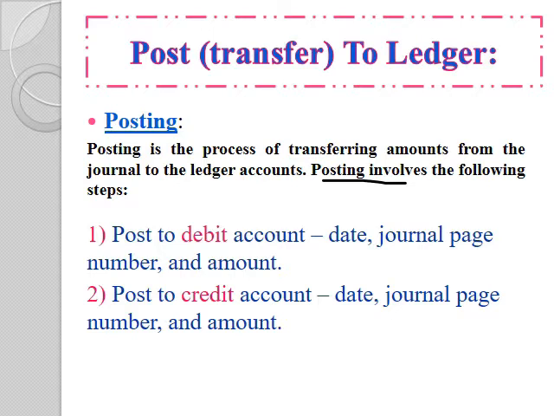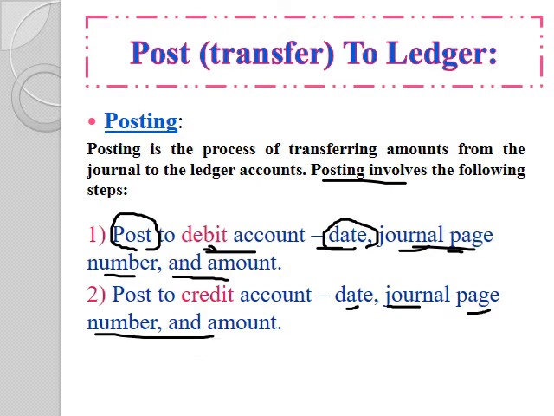Step number 1, post to the debit account: date, journal page number, and amount. First we post to the debit account, recording the date, journal page number, and amount. Step number 2, post to the credit account: date, journal page number, and amount.